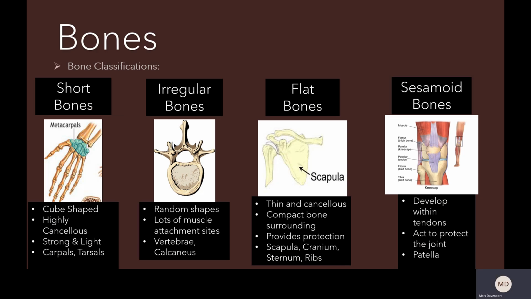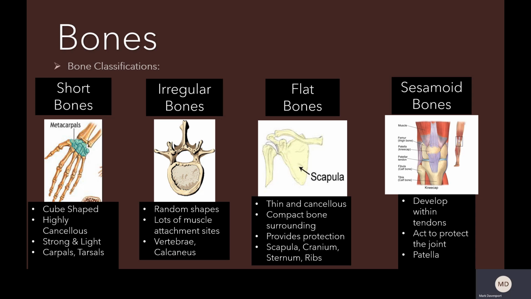Now, bones, there are different classifications for bones. So we have short bones, irregular bones, flat bones, and sesamoid bones. I'll give you a couple of examples of each, but I'll give you some characteristics for all of them as well. So first of all, short bones. They're cube shaped and they're highly cancellous, and that means spongy. They're strong and light. An example from the picture there is your carpals and tarsals, so like in your fingers and your toes, or more your fingers, should I say.